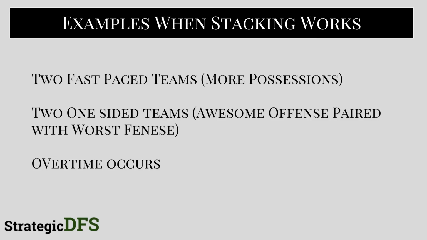Another great example is when there's 2 one-sided teams. If you have 2 awesome offenses or 2 awesome defenses or an awesome defense paired with the worst defense, then you can actually have one team that goes off, right? So you want to stack from that game with players from the team that you believe is going to go off the most. So that's another example. And then the last one is when an overtime occurs.